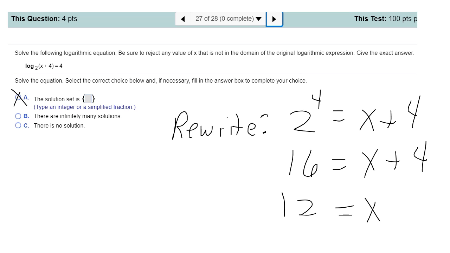In question 27, I find the easiest way to solve this is to rewrite the log in exponent form. Notice the base is 2, that's the number directly behind log. The exponent would be the 4, and that's equal to x plus 4. When I simplify 2 to the 4th, I get 16, and then I solve for x. So the answer is 12.